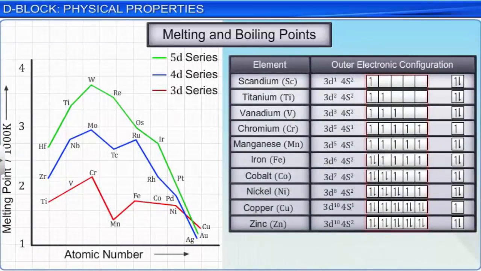The high melting points of these elements are attributed to the participation of a greater number of electrons from (n-1)d orbitals in addition to the ns electrons in the interatomic metallic bonding.